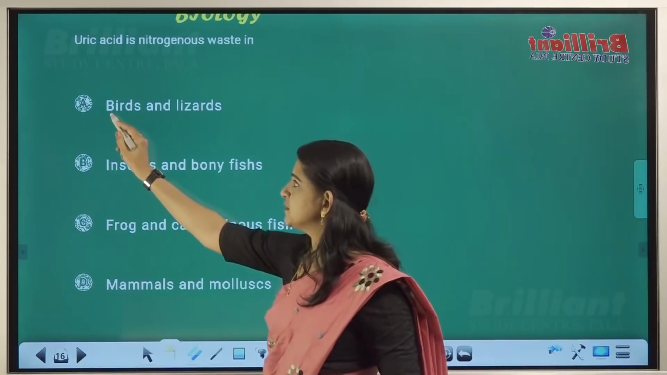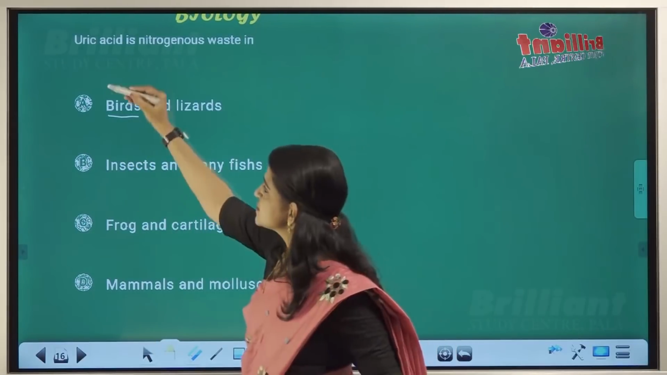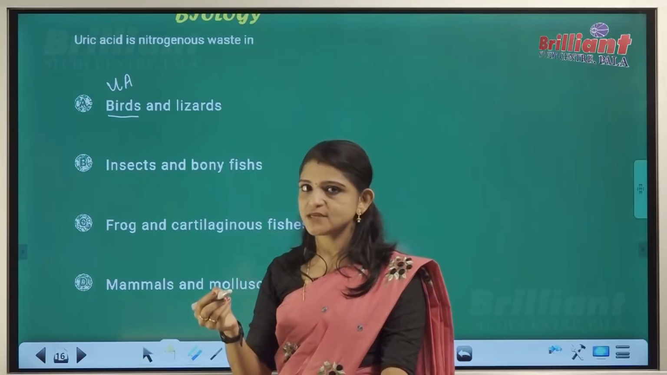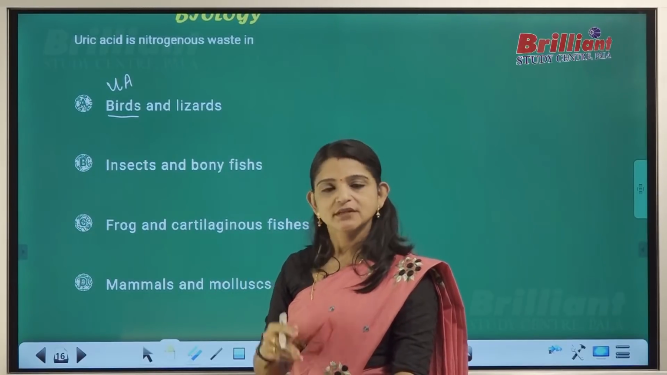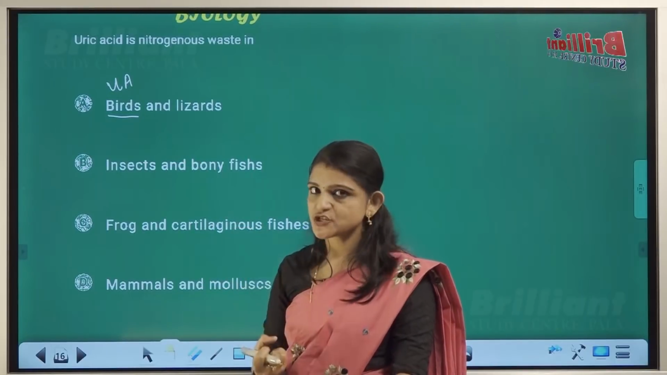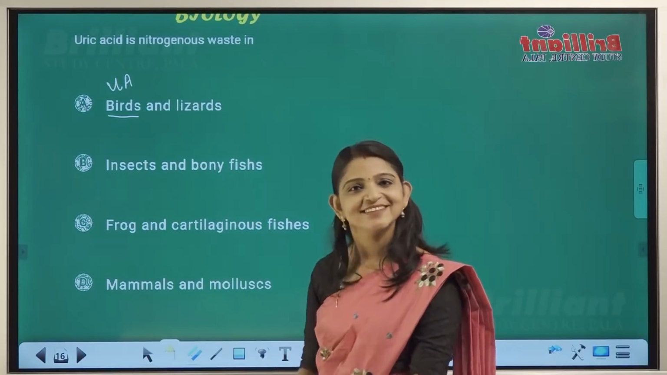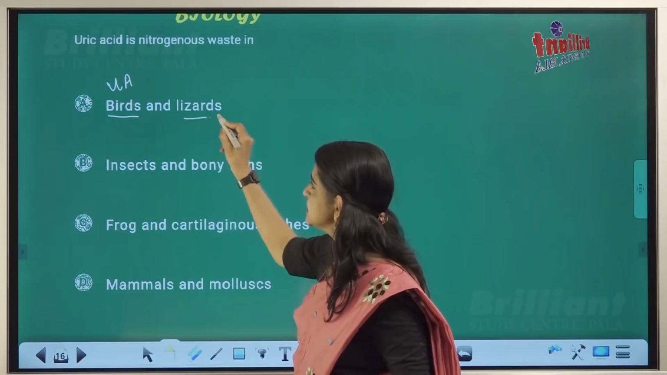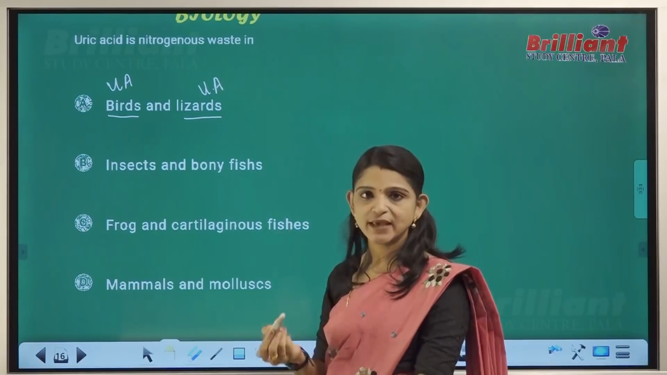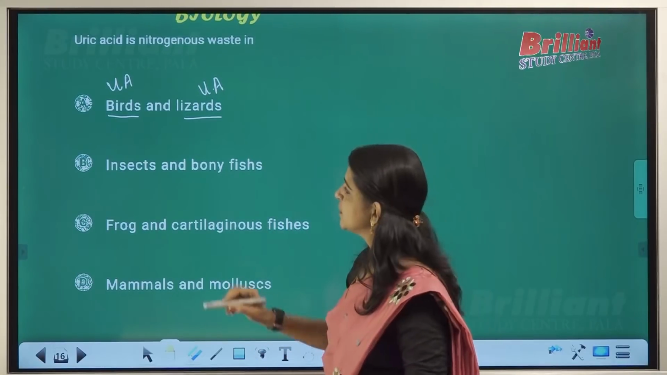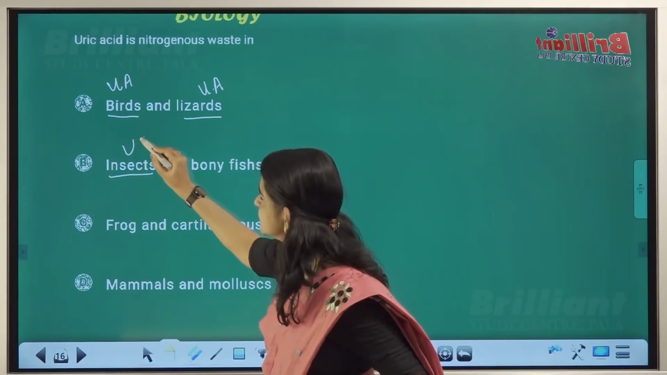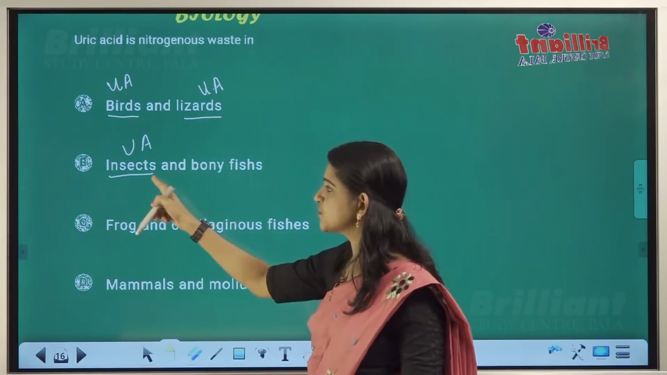Let's look into the option birds. Yes, birds release uric acid as it is least toxic for water conservation. In the case of birds, not only for water conservation but also for weight reduction, they are having uric acid as their nitrogenous waste. Next one, lizards. Yes, of course, lizards are also having uric acid as nitrogenous waste, again for water conservation. Next one, insects. Yes, insects are also releasing uric acid. Uric acid is the nitrogenous waste of insects.